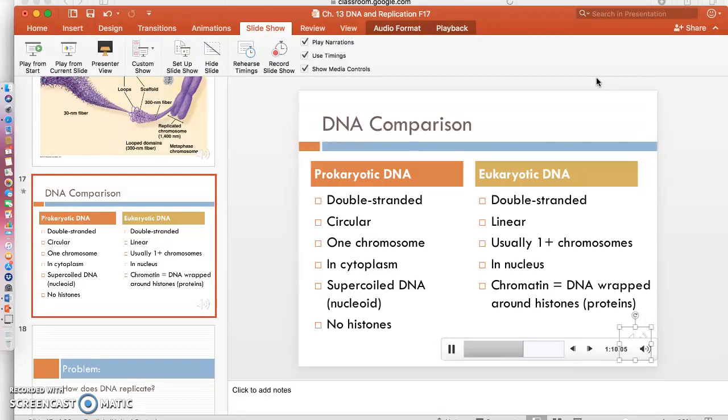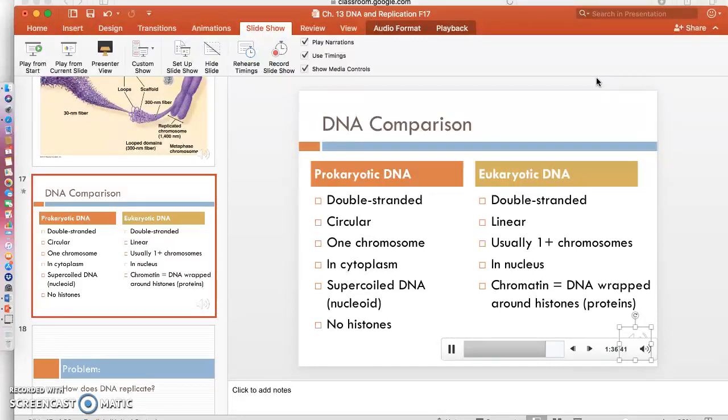Now, when prokaryotic DNA is in the cell, it is supercoiled together, and we usually call that a nucleoid. In eukaryotic cells, as I just explained on the last two slides, you have chromatin if the cell is in interphase, and then you have histones, which again are proteins that the DNA is wrapped around.